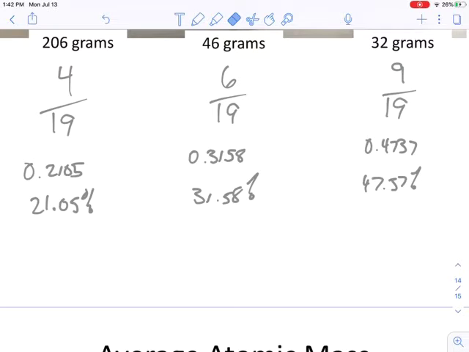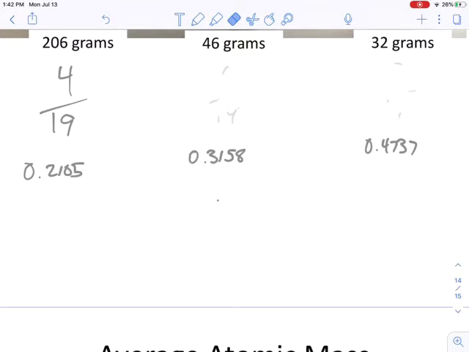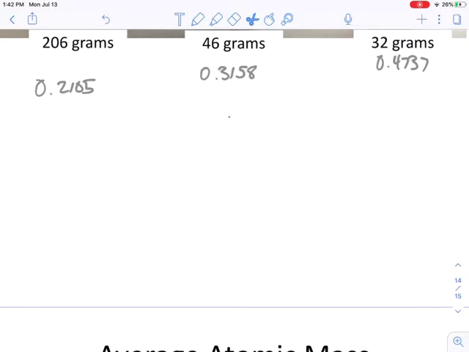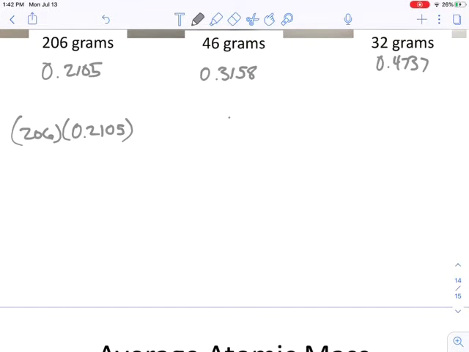So we're going to take those decimalized percentages that we got here, and we are going to combine those decimalized percentages with each of our masses. So this guy here, we're going to take 206, but only 21.05% of them are the 206, so that's going to be its fraction. So I'll simply multiply them together. Take the 206 and multiply it by 0.2105. When you do that, you get 43.363.